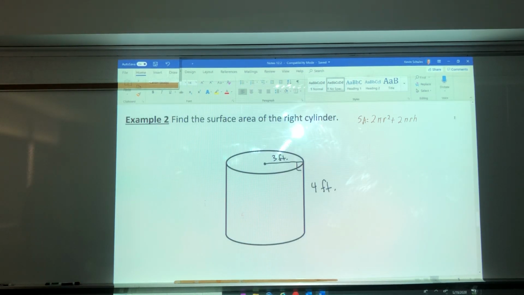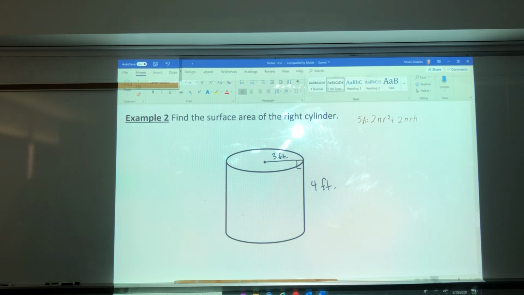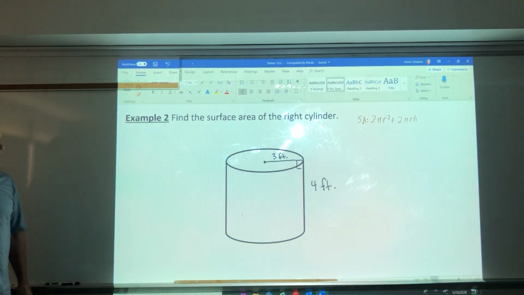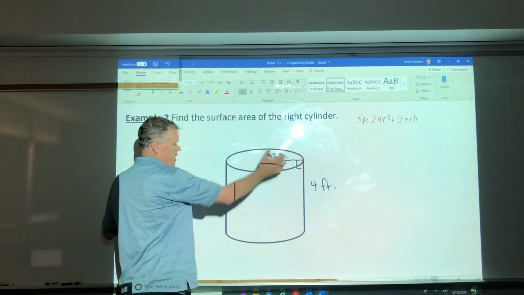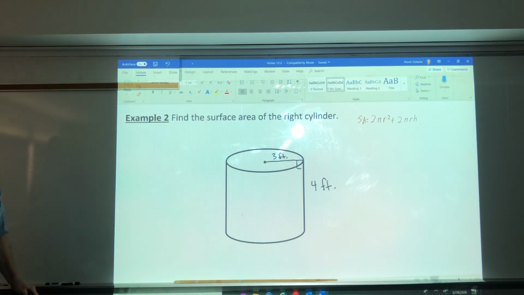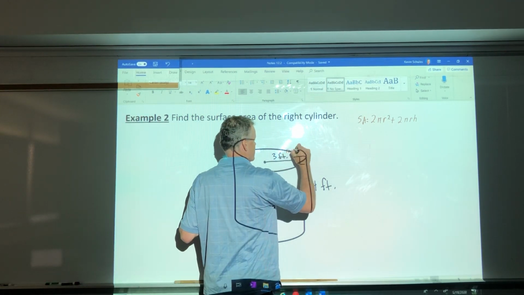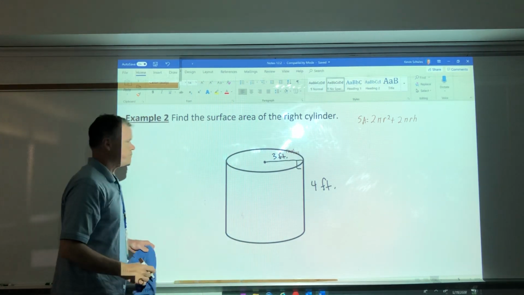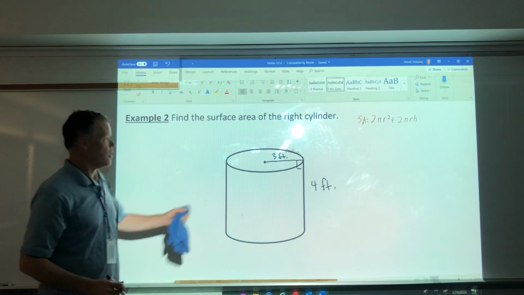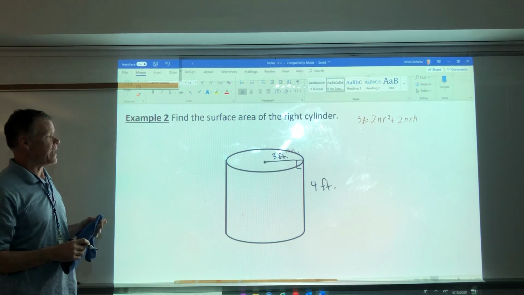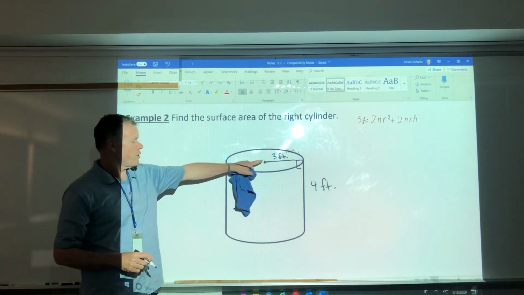We want to find the surface area of the cylinder. So if you had a can or any type of cylinder, what we want to find is the area. You know, if you wanted to wrap it with wrapping paper, the area of the wrapping paper you need. So what's given is our radius here, 3 feet. This is our radius, and this is our height right here. So we've got our radius and our height.